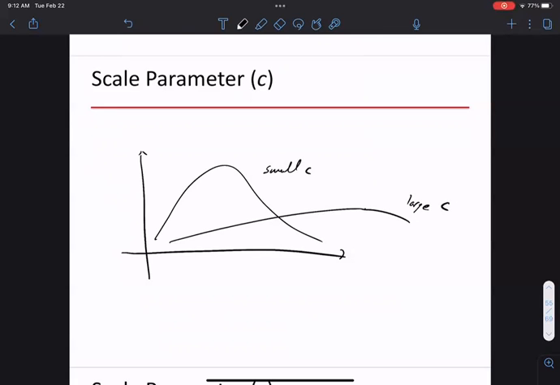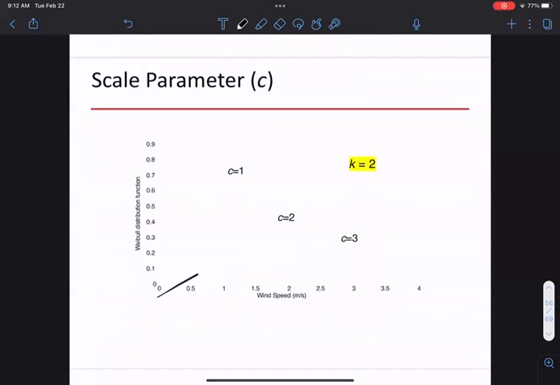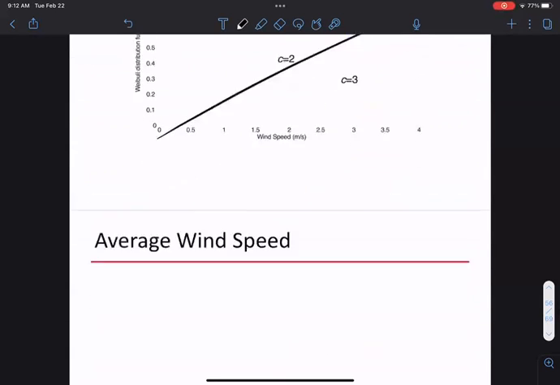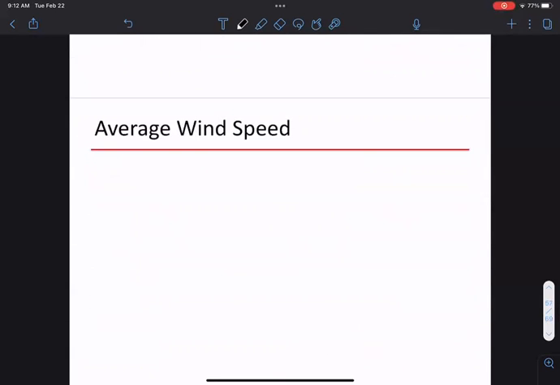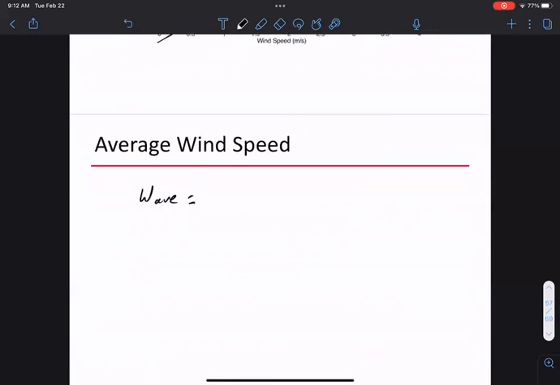All right, so the challenge. Sorry about this, I'll go fix the graphs. There should be some graphs here. But the challenge with this distribution is that the average turns out not to be so easy to compute. So if you look at this, the average is the integral from 0 to infinity of w.